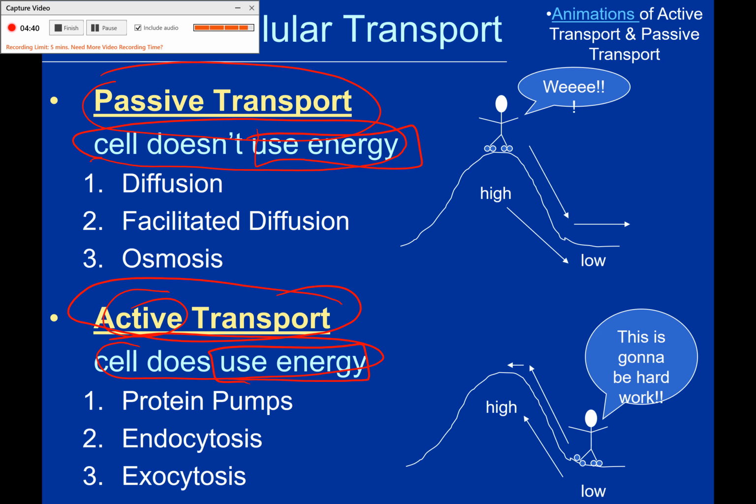What I want you guys to think about is this analogy. If I'm at the top of the hill, I'm high. In order to get down, I don't require energy. No energy. But if I'm at the bottom, low, and I'm trying to go up, I'm going to need a ton of energy.